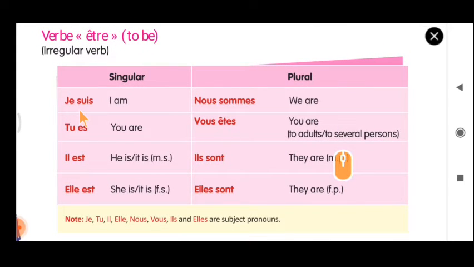So je suis, the meaning is I am. Tu es, you are. Il est, he is or it is, masculine singular. Elle est, she is or it is, feminine singular. Nous sommes, we are. Vous êtes, you are. Ils sont, they are, masculine plural. Elles sont, they are, feminine plural. So ils sont, elles sont.